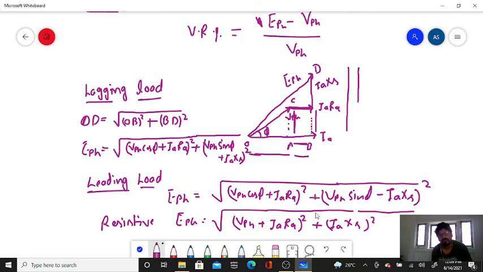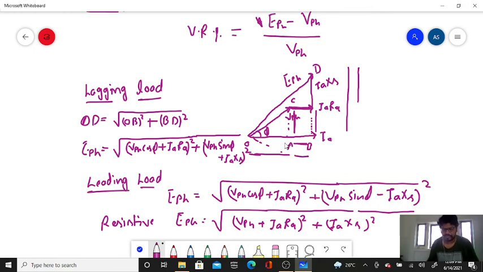You can draw the phasor diagram also, and for leading load you have to just draw this V here like this. In leading load, current I will lead the voltage, and for unity power factor V will be in phase with I.